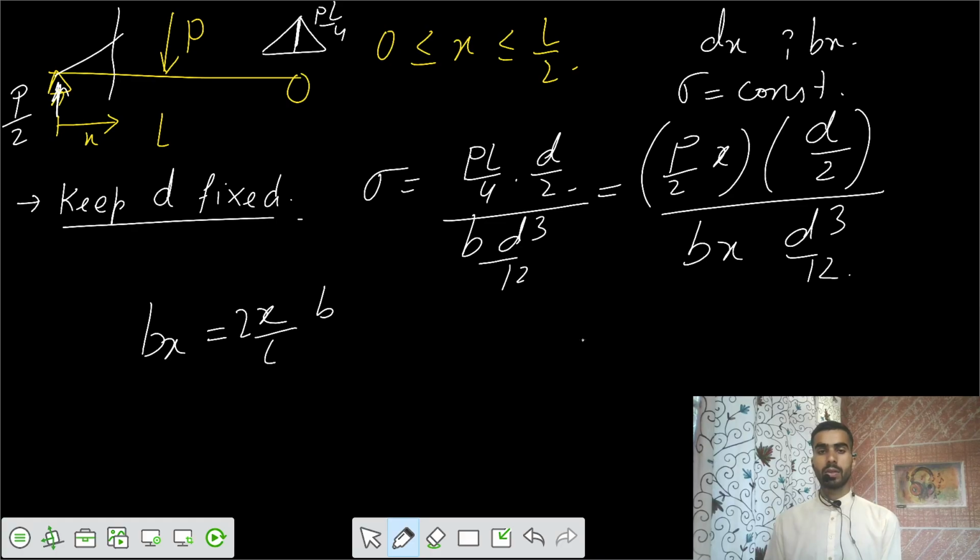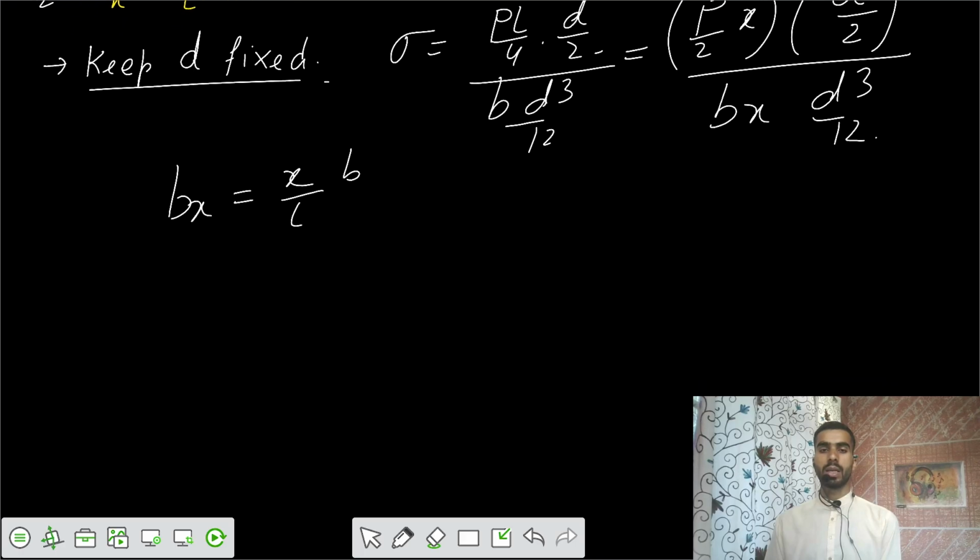If you solve this, d by 2 is gone, and this is also gone. So we are left with b into x by L, and thereafter, with the 2s, 2 times 2 is 4, so we are left with that factor of 2. I think this is correct. So we get b(x) equals 2x by L into b. This is a linear variation of x.